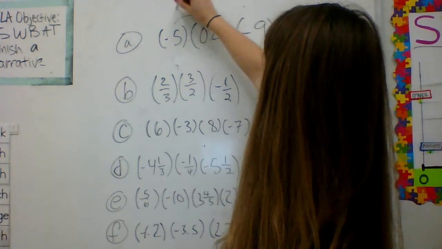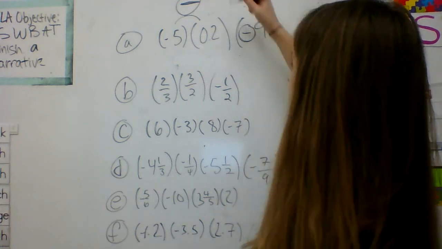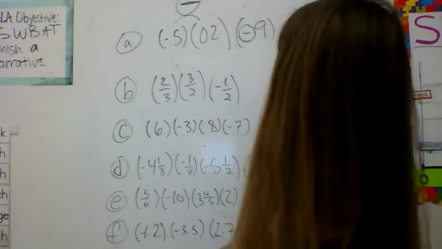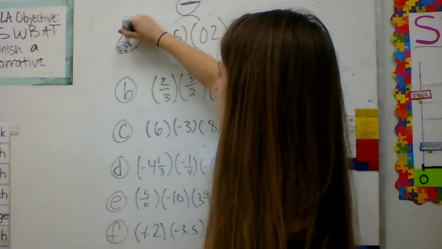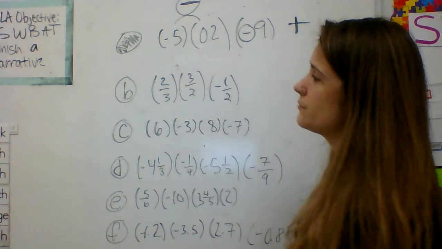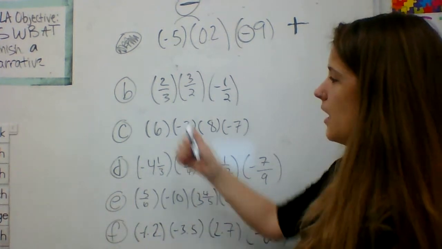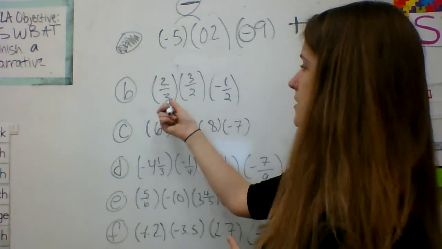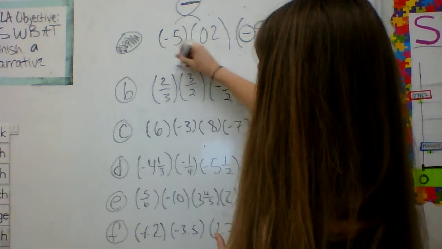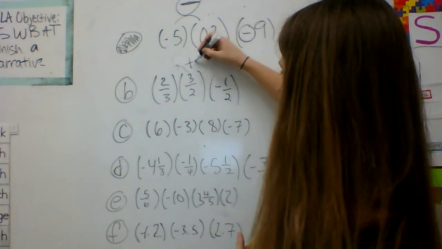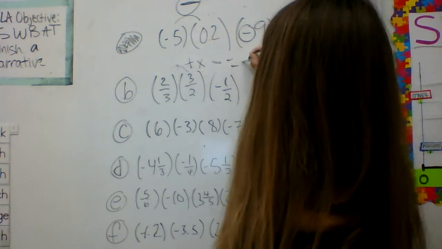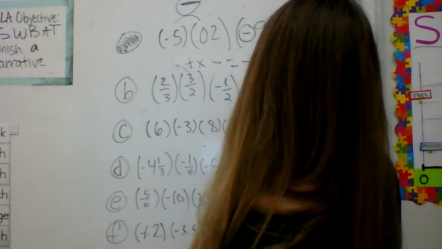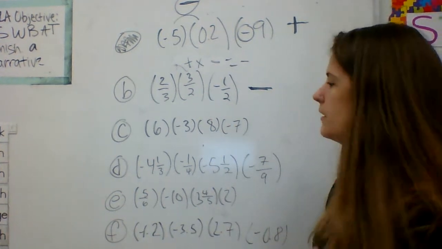And now I have this negative times this negative. A negative times a negative would be a positive. I'm going to put positive, and I'm going to circle in A. B. A positive, doesn't matter if it's a fraction, times a positive is a positive. And this positive times a negative is going to be negative. So I know that this one is negative. Not going to fill it in.